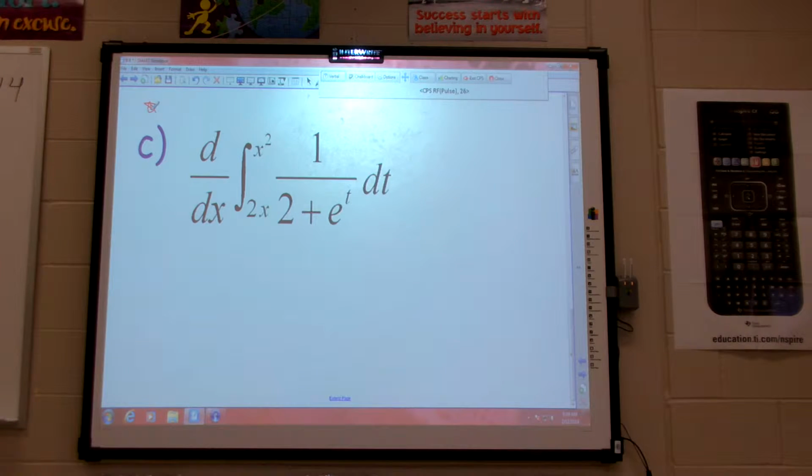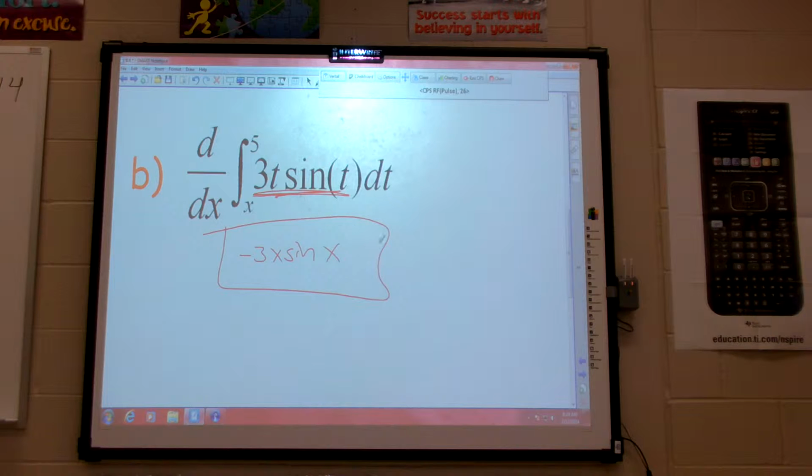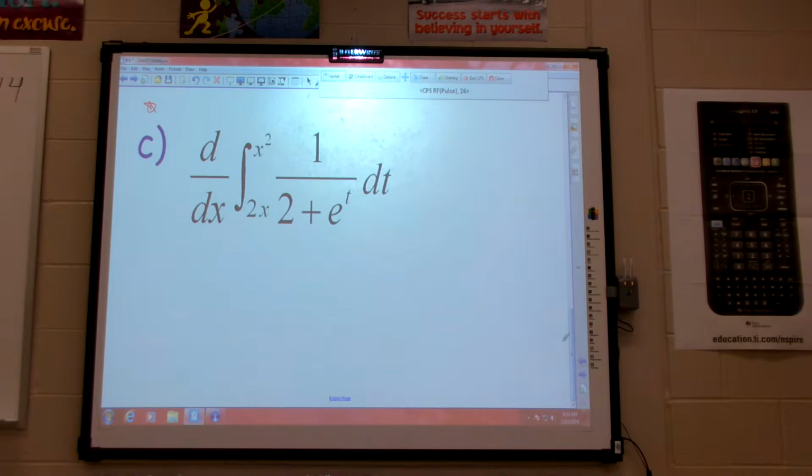Uh-oh. What's the problem? There are no constants. They're both variables. Okay, so we have to go back into our memory bank of our properties. We just used a property up here that says I can flip it and make it negative. Well, we're going to use another property here.